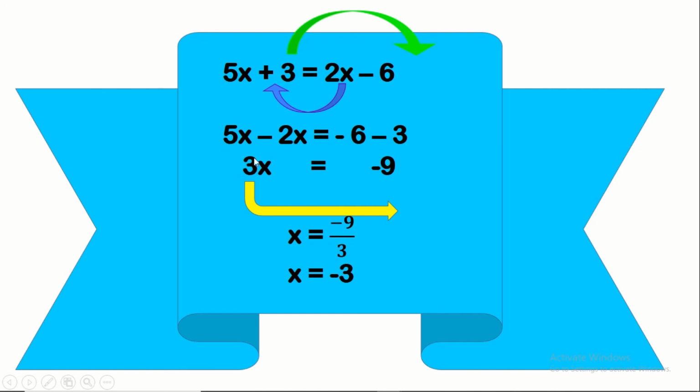5x minus 2x, isn't it 3x? Equal minus 6 minus 3, we have lost both of them, so we lost 9. Same sign, we add them and put their sign, which is minus, so it's minus 9. Now to find x, we move 3 to the other side. We have nothing between them, which means times becomes divided by, so x will be minus 9 divided by 3. 3 will be in the denominator since we have moved 3, not minus 9. So 3 becomes in the denominator. Minus 9 divided by 3, it will give us minus 3.